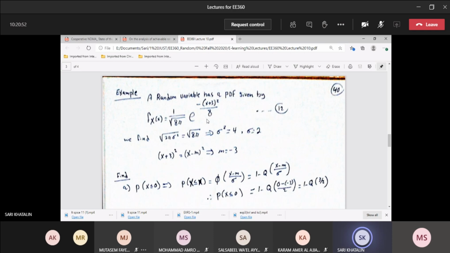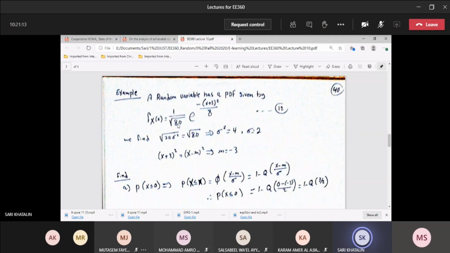From equation 12, we can define the mean. The mean is given here, x plus 2, which means m is equal to minus 3. If you go back to equation 1 on page 38 and compare it, the mean in this case is equal to minus 3.